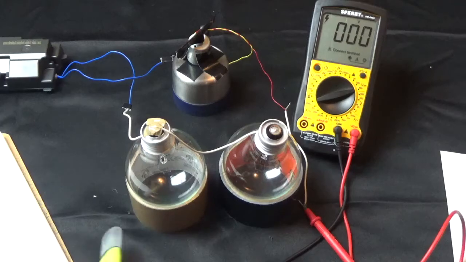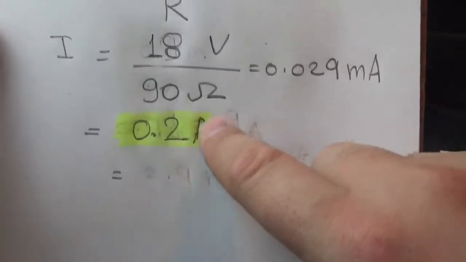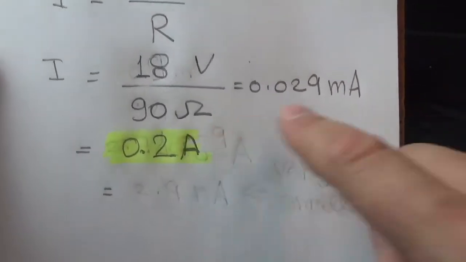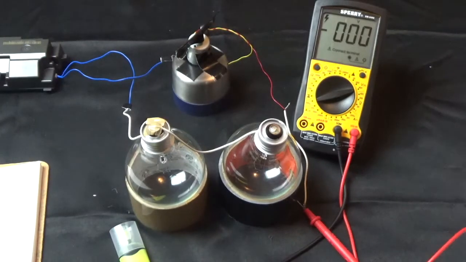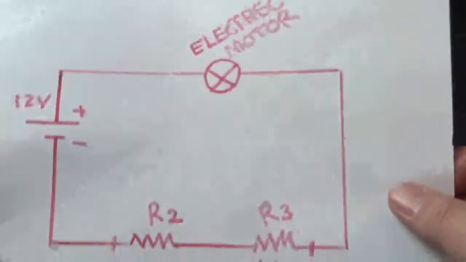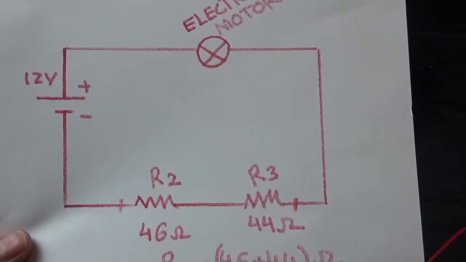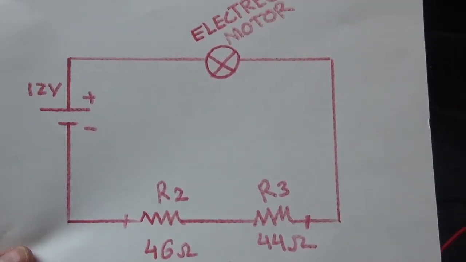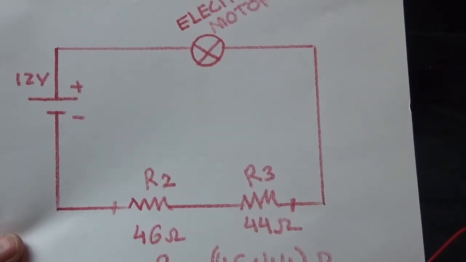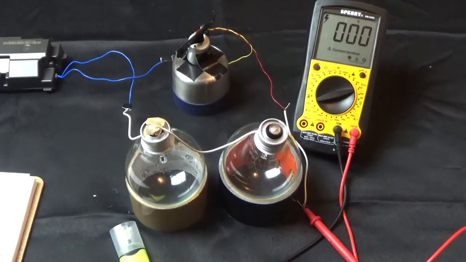Now you can see how important Ohm's law is. It helped us to find the current that flows in this circuit. So we can say that this circuit has a 0.2 ampere current flowing in it. This is great, guys, and this is the end of today's experiment. Hopefully you benefit from today's experiment.